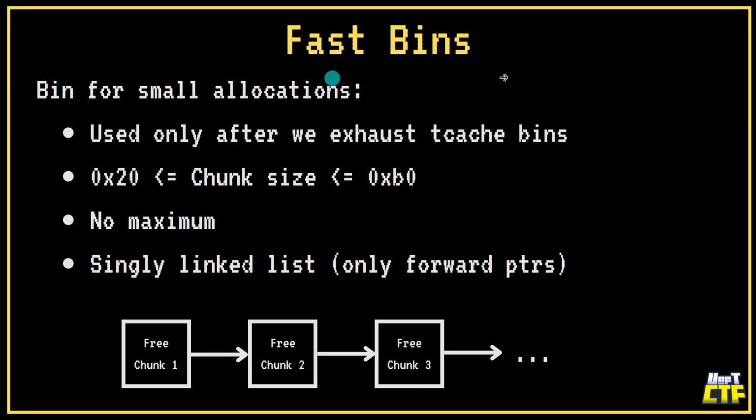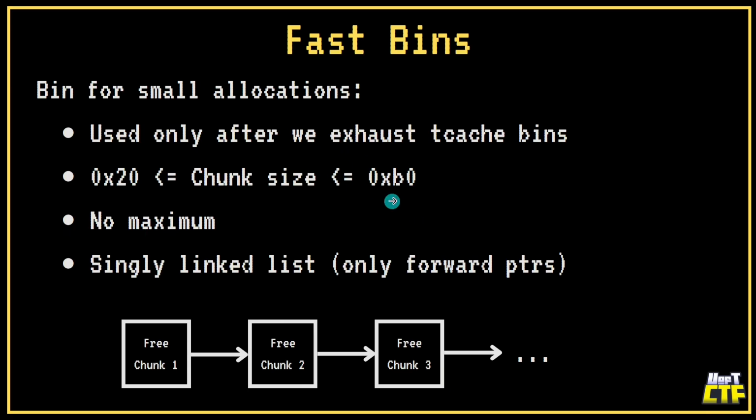Okay, the other type of bin is the fast bin. The fast bin is used every time we free a chunk but we don't have any more space in the Tcache bin. The fast bin is going to contain chunks of the same size as the Tcache bin, but there's still a maximum. And it's also a singly linked list, so it only has forward pointers as well.